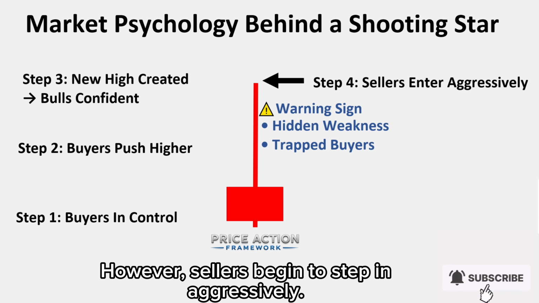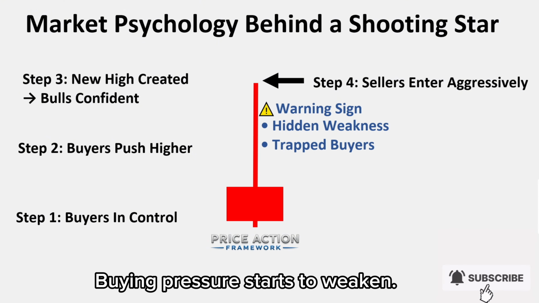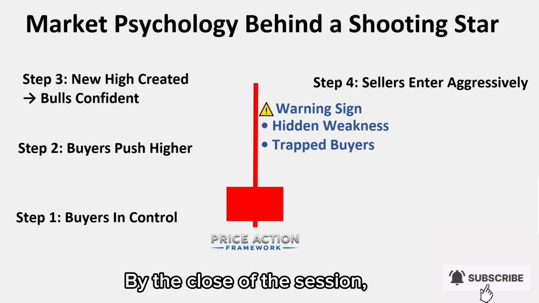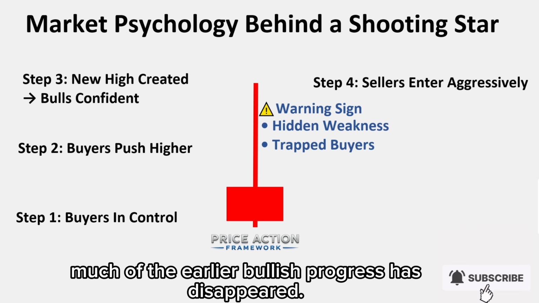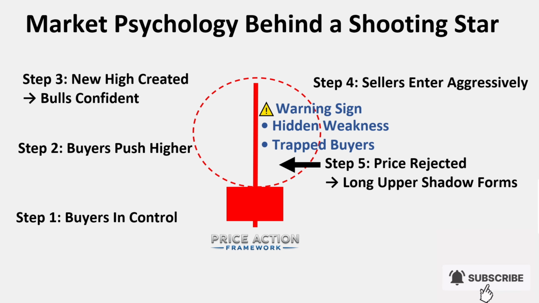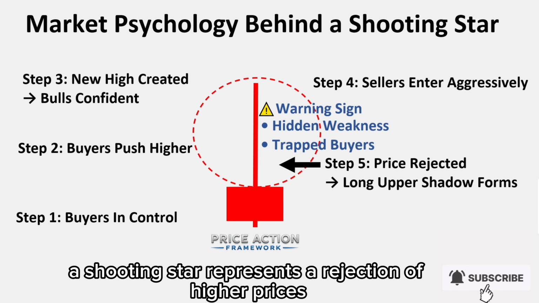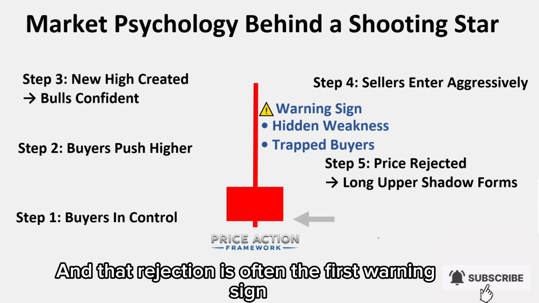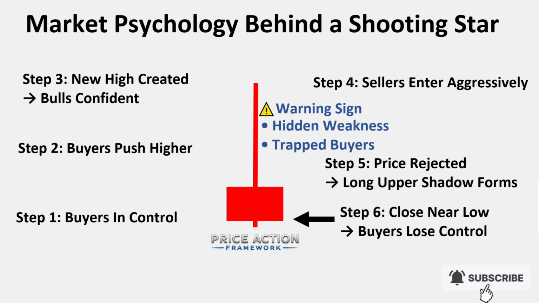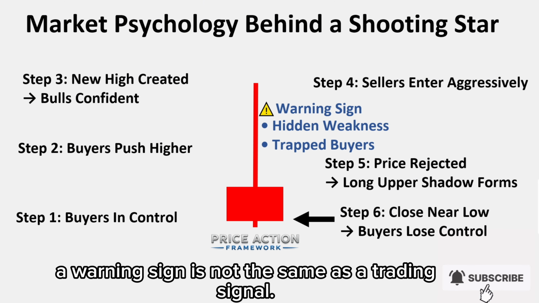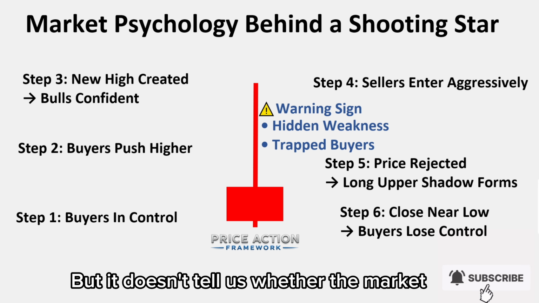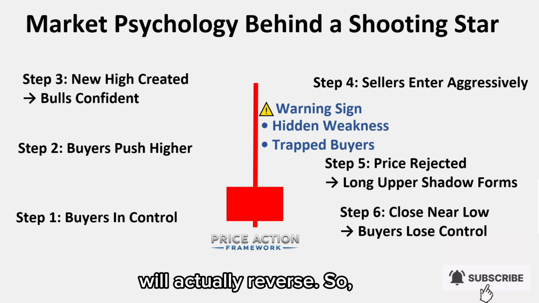However, sellers begin to step in aggressively. Buying pressure starts to weaken, and sellers push prices back down. By the close of the session, much of the earlier bullish progress has disappeared. This creates the long upper shadow that we see on the chart. In other words, a shooting star represents a rejection of higher prices, and that rejection is often the first warning sign that bullish momentum may be fading. But remember, a warning sign is not the same as a trading signal. A shooting star tells us something has changed, but it doesn't tell us whether the market will actually reverse.